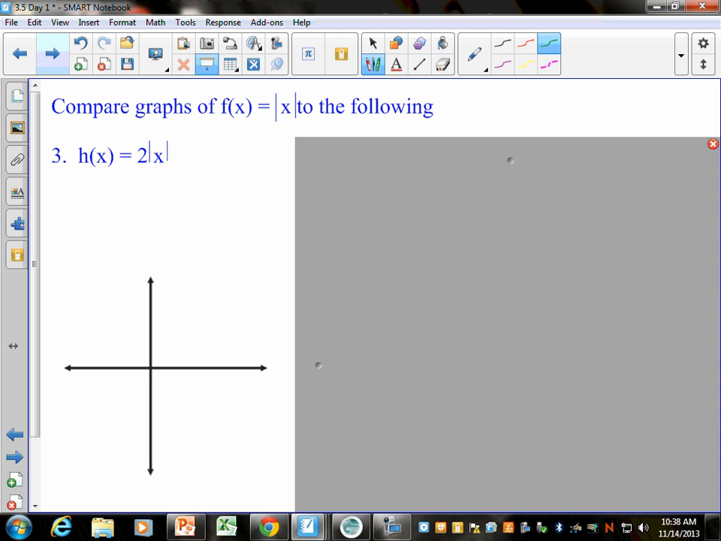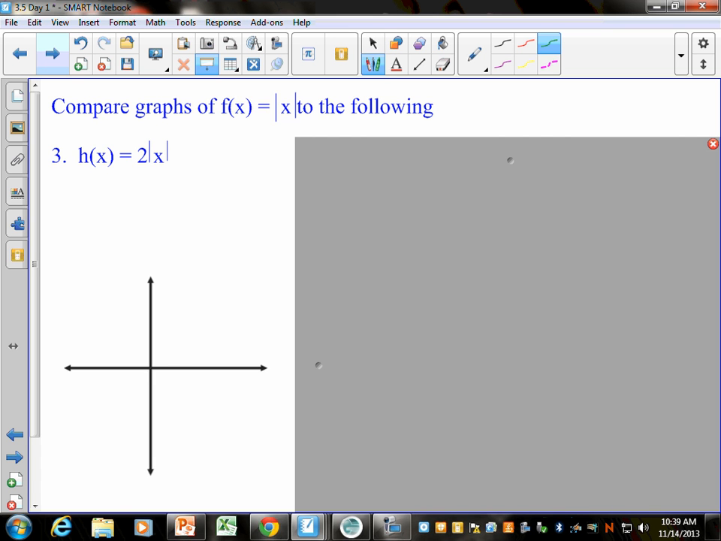Again, it says compare the graphs of f of x equals absolute value to this one, and again, we're going to graph both of them. When you see a number multiplied, I just want you to recognize that that is going to change the shape of your graph. Whether or not you know that's a vertical stretch by a factor of 2 is not really that important in this class, because they just want you to be able to graph it. But just recognize that it's not going to be the same shape.